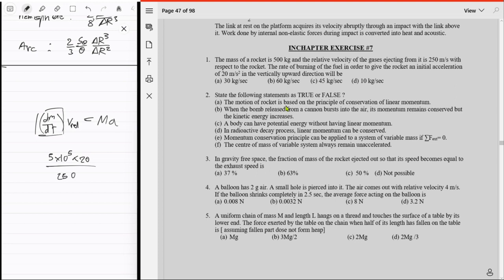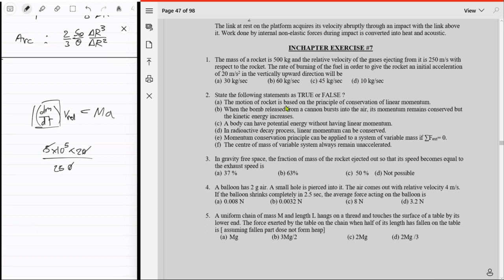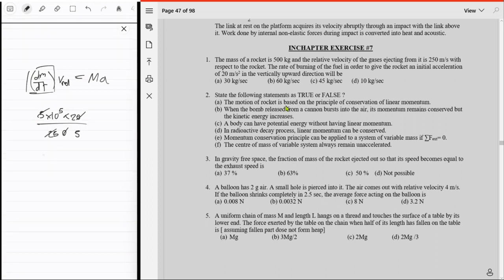So what do you get? You get 2 times 10 power 5 upon 5 or something, and this is in kg per second. Wait, that's not making sense. Oh, it's 250 over there, not 5. And it's 500 kg. Sorry, this is not 10 power 5, it's just 5 times 10 power 2, right? Okay, kg is already the unit. Just 500. So 20 upon.